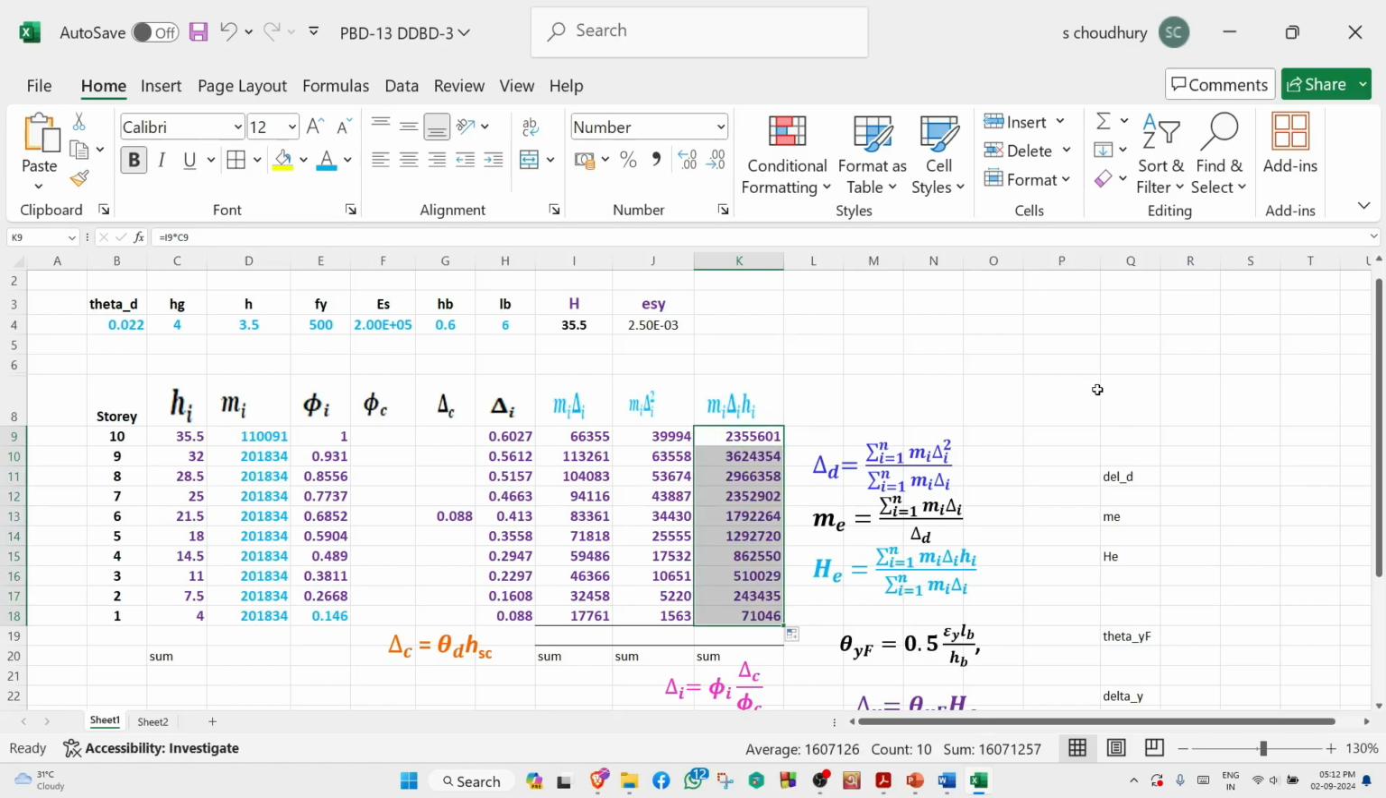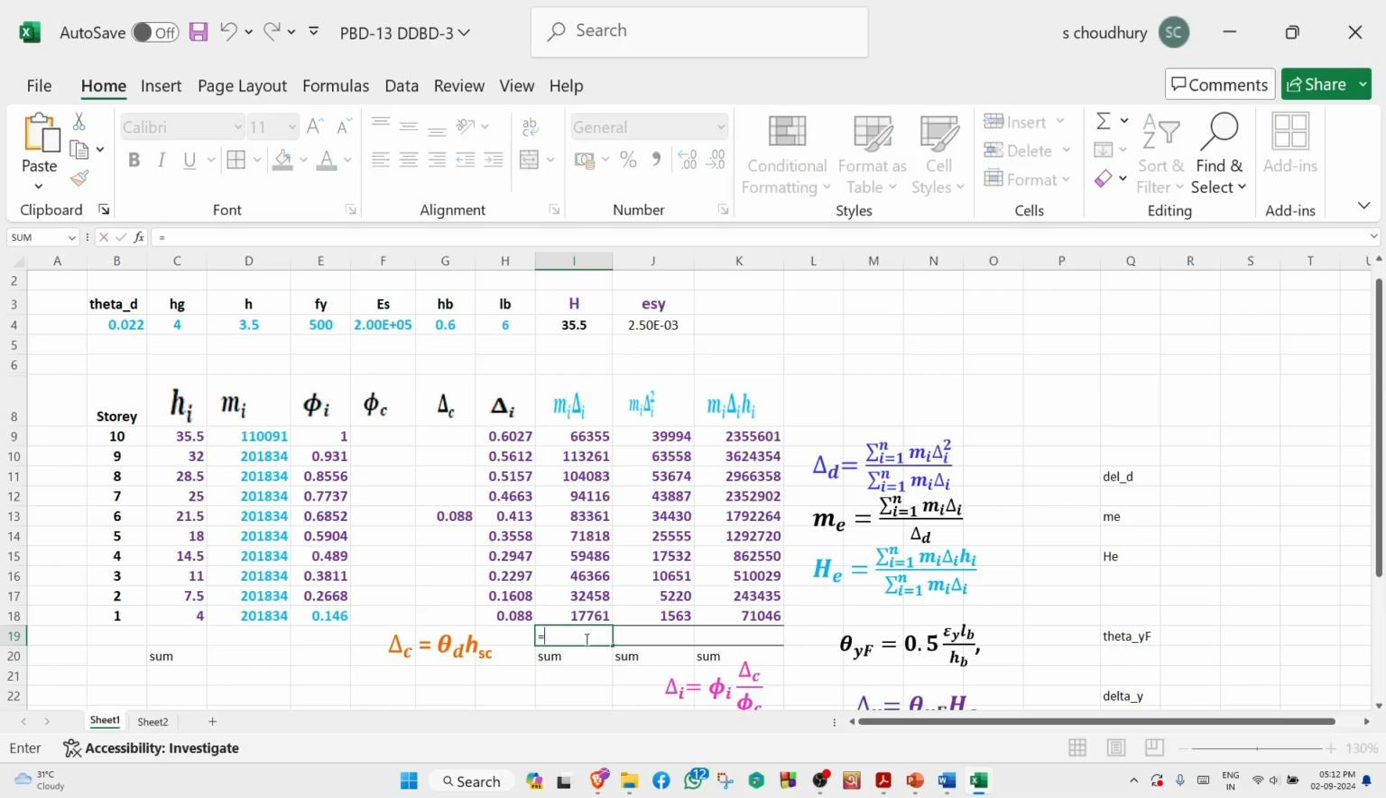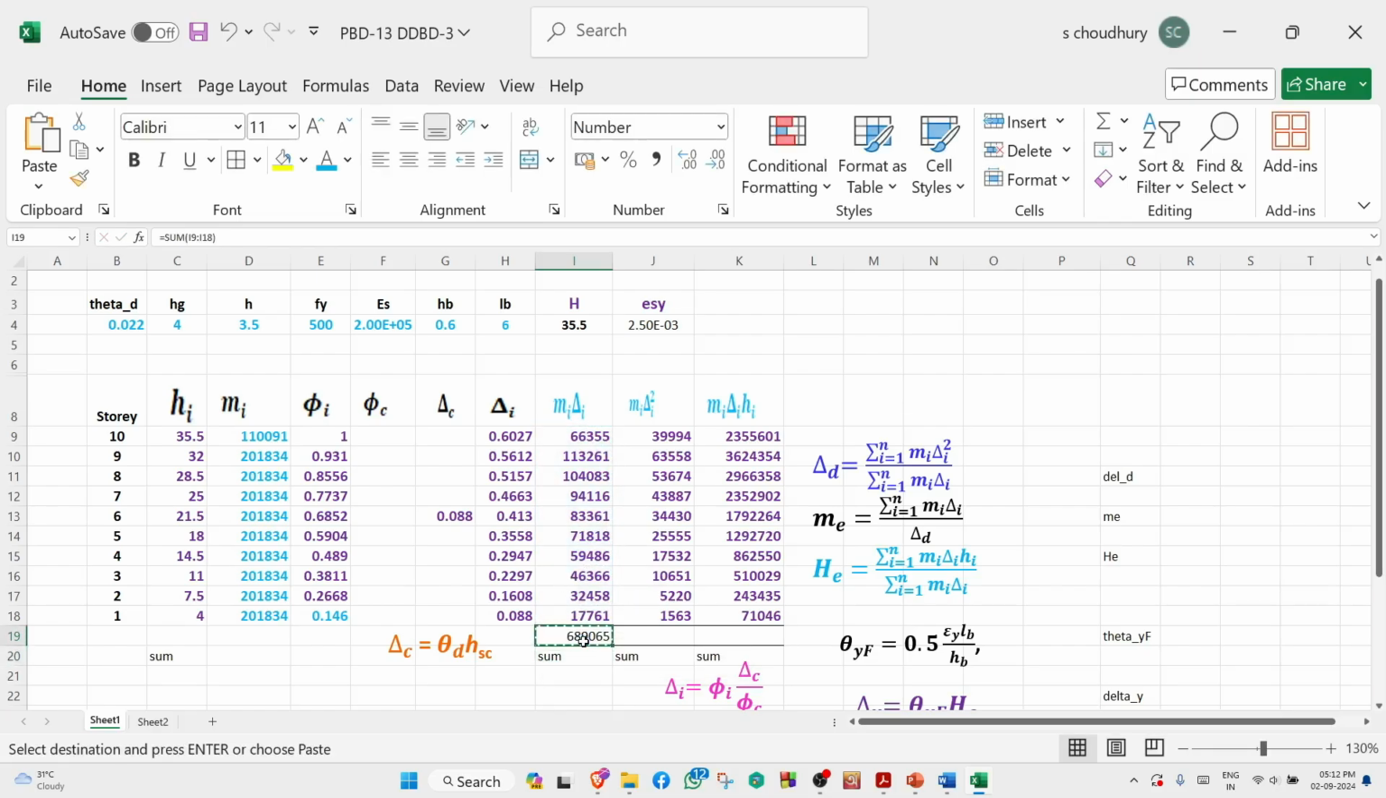Okay, now we need to find the summation of certain columns for the mi delta I square, mi delta I, mi delta I hi, etc. So here you put sum equal to sum, and I can copy and paste this to the other columns. Yes, so these are the summation values. Let us boldface it and increase the size to see it nicely.